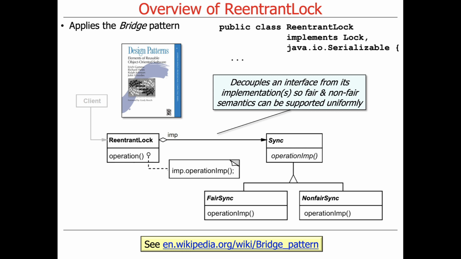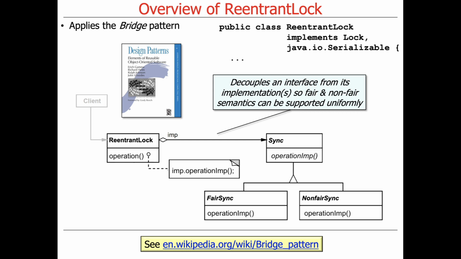The bridge pattern, for those of you who have forgotten, is basically a pattern that decouples an interface from its implementations, emphasis on plural. So in this case, fair and non-fair semantics of locking can be supported in a uniform way. And we'll see that this is just the classic bridge pattern in every way, shape, and form. You have the ReentrantLock, which is the abstraction part of that pattern. It contains a reference to an instance of either fair sync or non-fair sync, which themselves extend the sync superclass, and we'll talk more about that in a second.